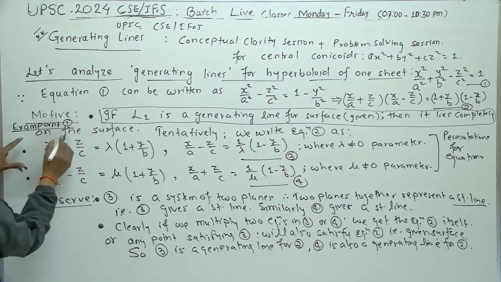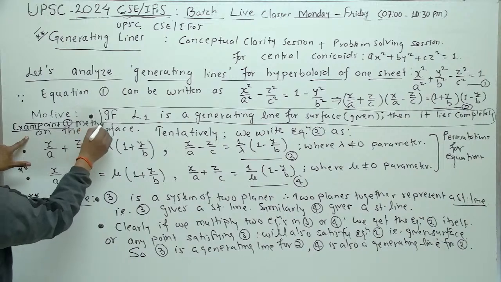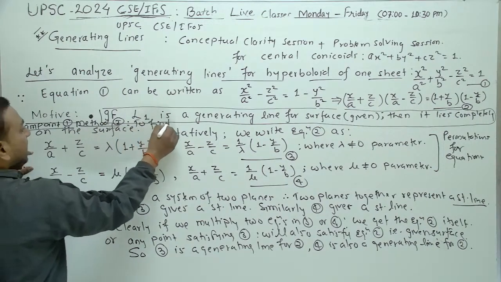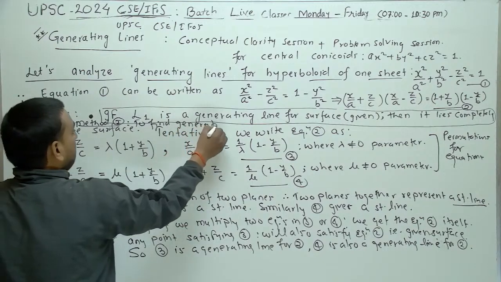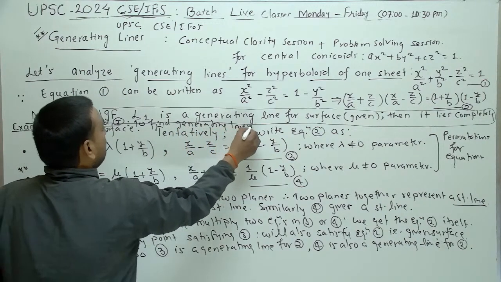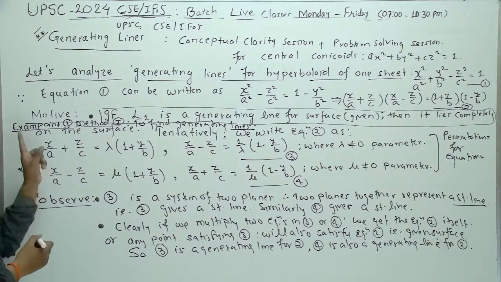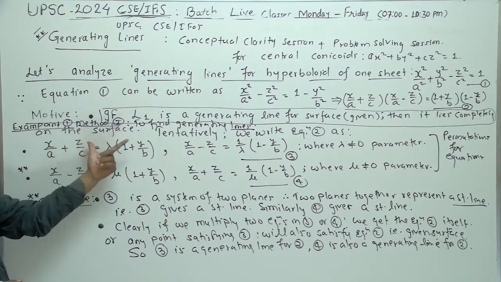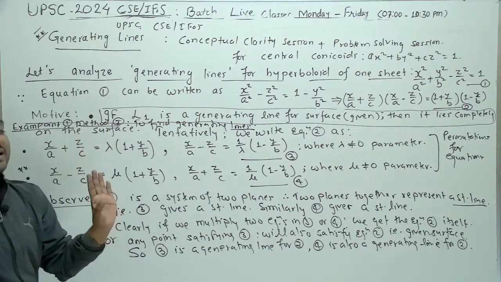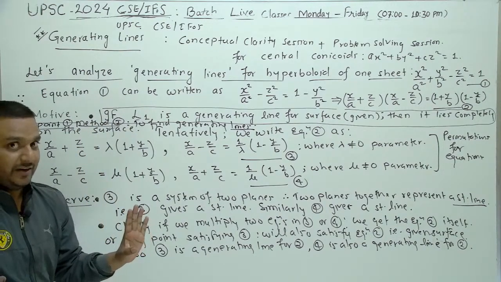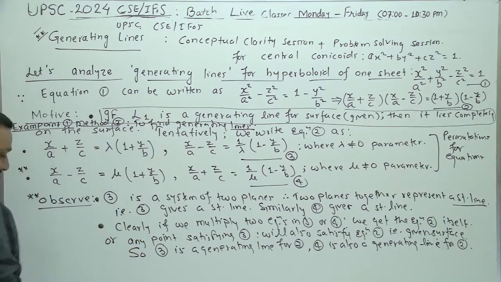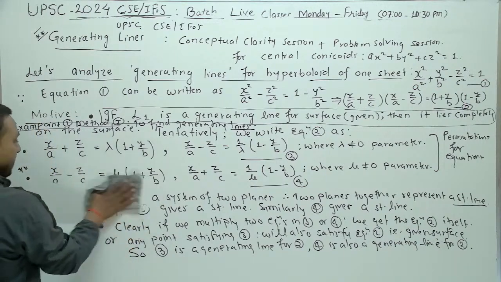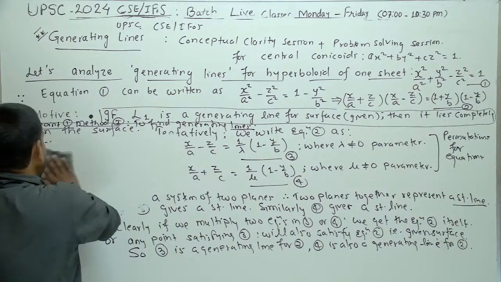And here write please, method 1 to find generating lines. Method 1 to find generating lines. Please write that. Sorry, I missed that. This is a method to find generating lines. Clear, dear fellows? So the other method also we have. We'll go on that as well.